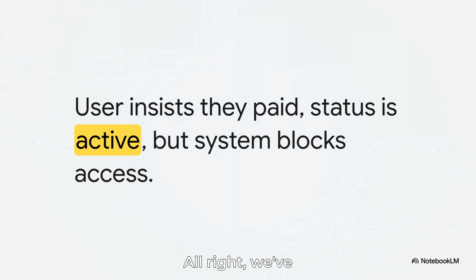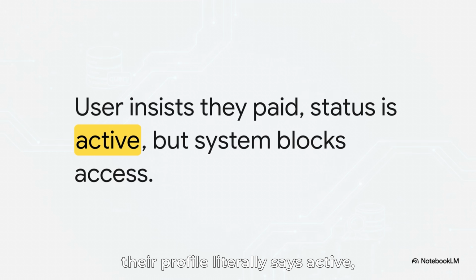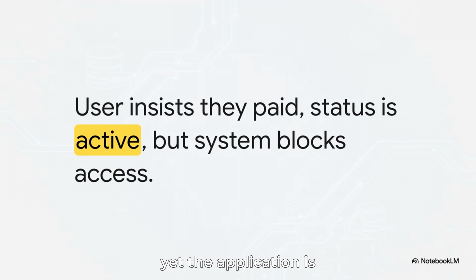And finally, section 5, our real-world scenario, the access-blocked boss fight. All right, we've built up our arsenal, and now it's time to put it to the test. We've all seen this classic "system says no" ticket. The user insists they paid, their profile literally says active, yet the application is blocking their access. Something is deeply, profoundly out of sync in our relational tables.